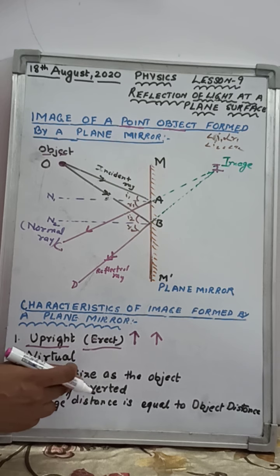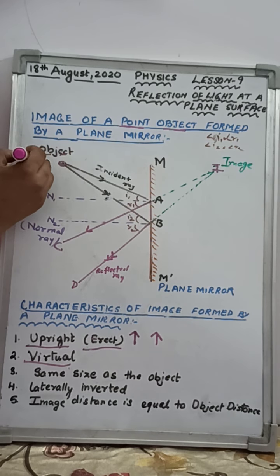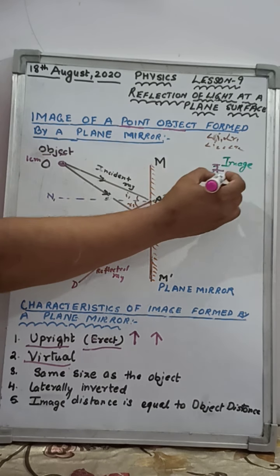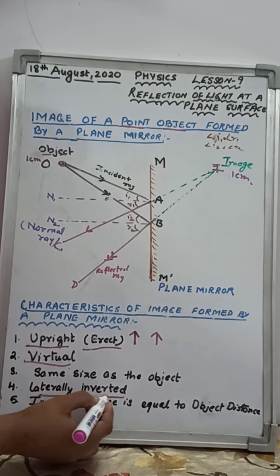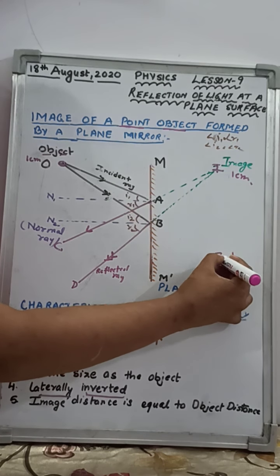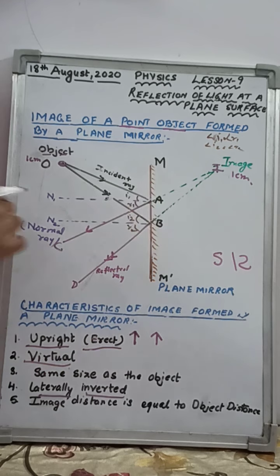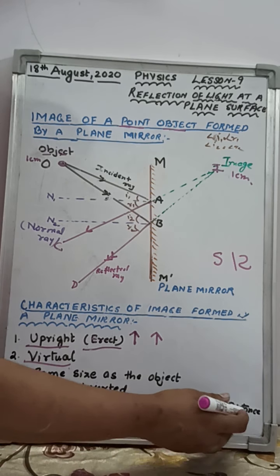Third, same size as the object. If you take the object as 1 centimeter, then the image size will also be 1 centimeter. Laterally inverted. Clear? We have already done this. The image becomes laterally inverted. The left will become right and right will become left. The last characteristic of the image is that the image distance is equal to the object distance.